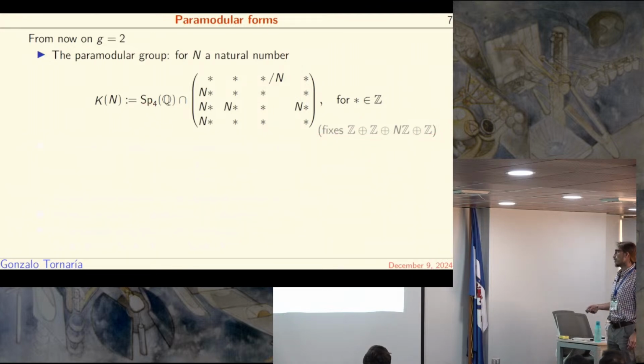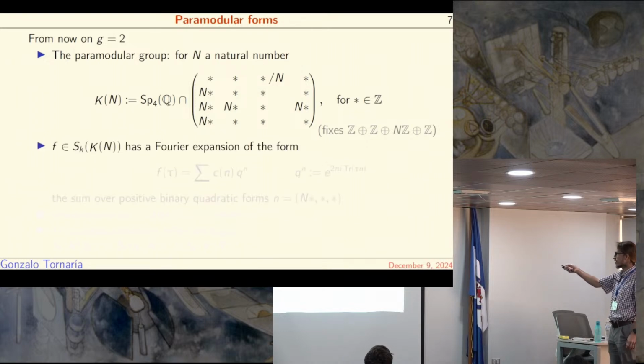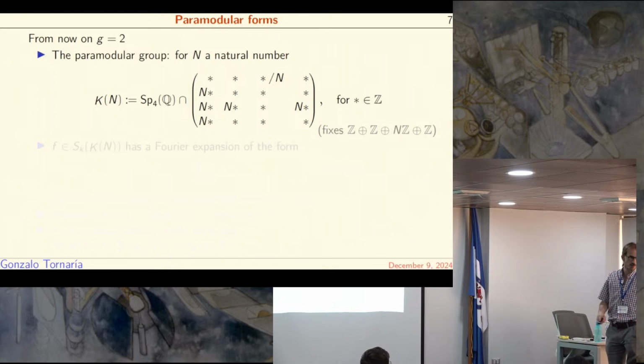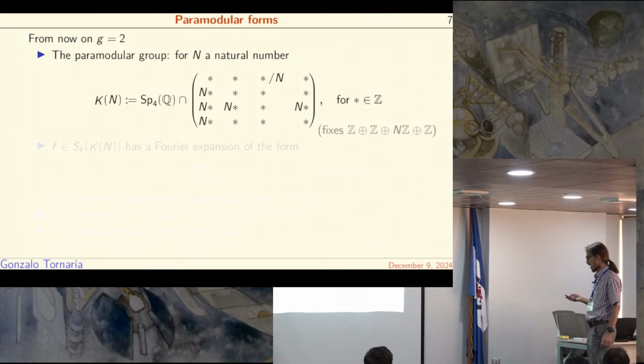So Sp_4(Z) is the case n equals 1. It fixes the canonical lattice, and this one fixes this. You don't see this, but you can actually rewrite the paramodular group like that, and then it's more or less clear that this is, well, I put this in gray. When you intersect with symplectic matrices, the two things are the same, and it's more convenient to write the paramodular group like this.